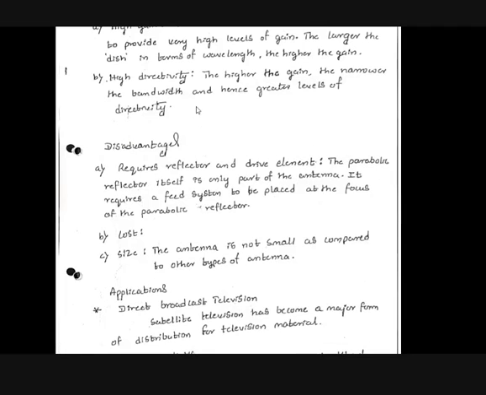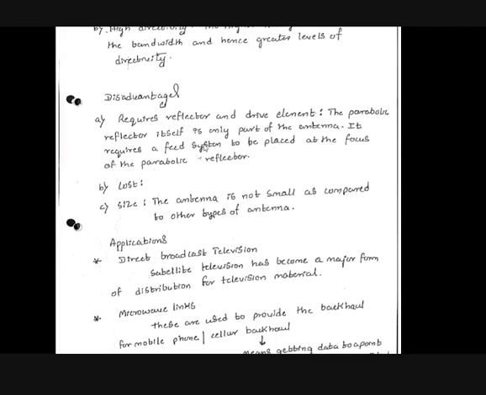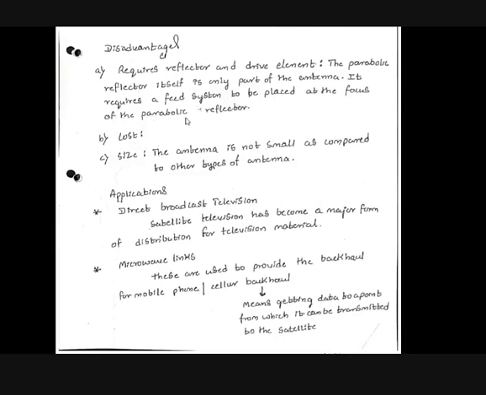The disadvantage is that it requires a reflector and a driver element. The parabolic reflector itself is only a part of the antenna. It requires a feed system to be placed at the focus of the parabolic reflector. Cost is also increasing, as more elements are required. A parabolic surface alone is not sufficient; we need the reflector and the driver element, and the size is not small compared to other types of antennas.